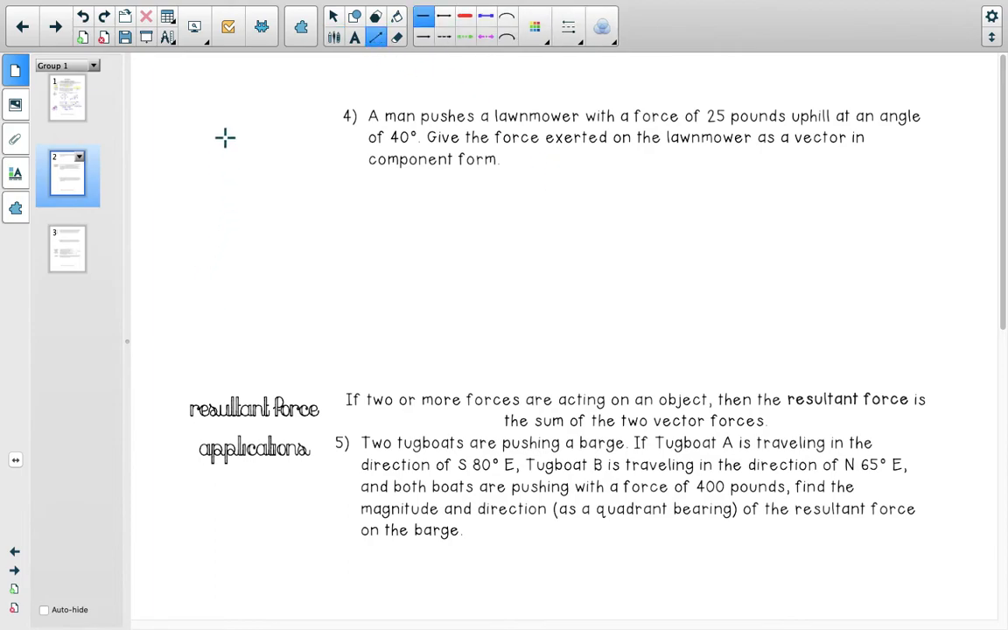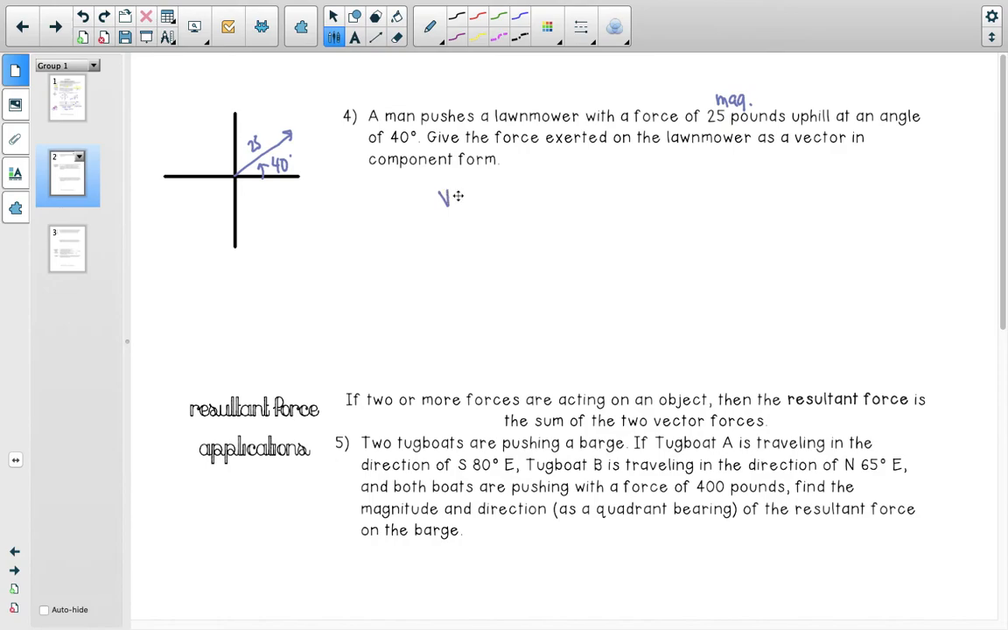You have a man pushing a lawnmower with a force of 25 pounds, okay, at an uphill angle of 40 degrees. So, the question is, how do we do this? He's pushing a lawnmower at an uphill angle of 40 degrees. Okay, that's not a bearing of 40 degrees, so this is normal. This is the normal part, but what's the magnitude? Well, the magnitude's the force, okay? That's how much he's pushing it. So we're going to treat that like magnitude, okay? So it's the same thing we did as the last one.